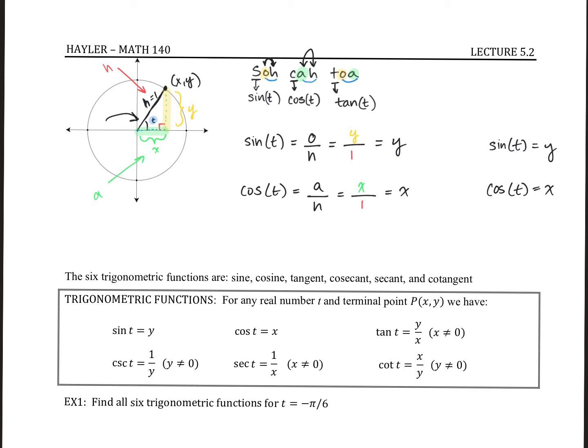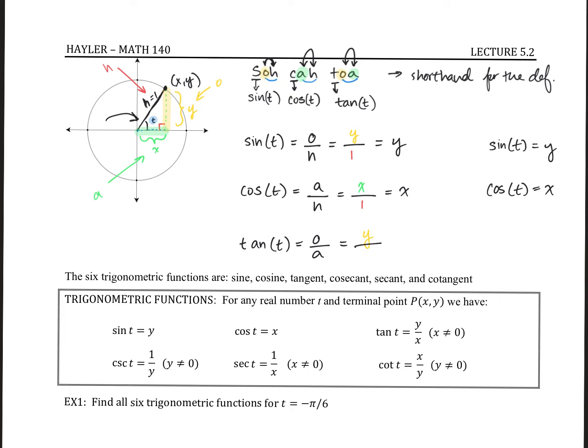Next and lastly, for this example, we're going to look at tangent. What is tangent? By the definition, and remember, SOHCAHTOA is just shorthand for the definition of these three functions, tangent is the opposite over adjacent. Well, what is the opposite? The opposite is y.